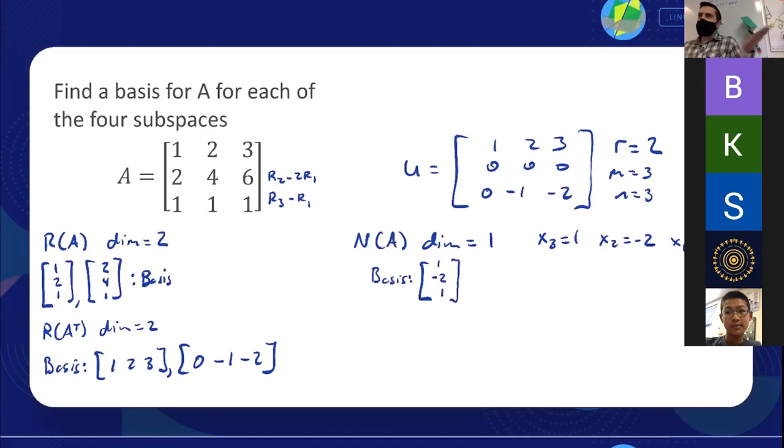And again, multiply that by any row of A and you should see 0. 1 minus 4 plus 3, 2 minus 8 plus 6, and 1 minus 2 plus 1. We only need 1 this time. Subspace of R3, it's a line.